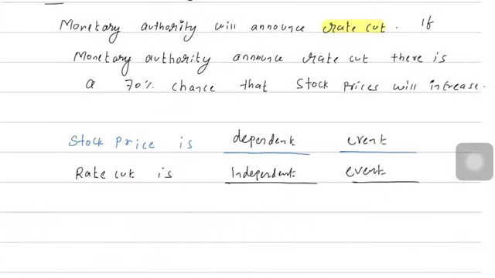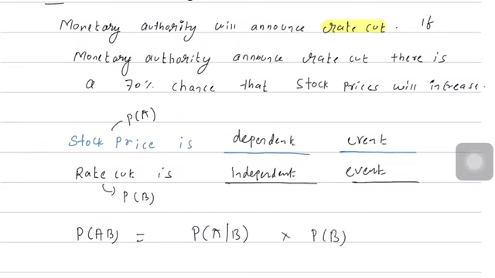So I will denote the stock price as event A and the rate cut as event B, and I need to find the probability of events A and B. So the formula is the probability of A given that event B has occurred, times the probability of B. The probability of A given B is 0.7 and the probability of B is 0.6. So when you do this calculation, you will get 0.42.